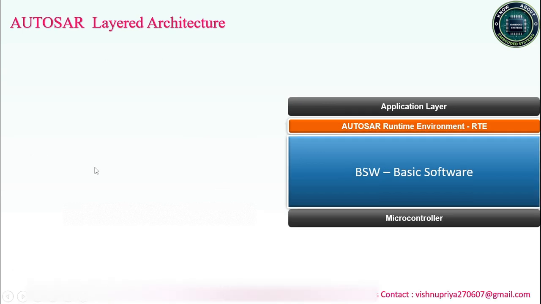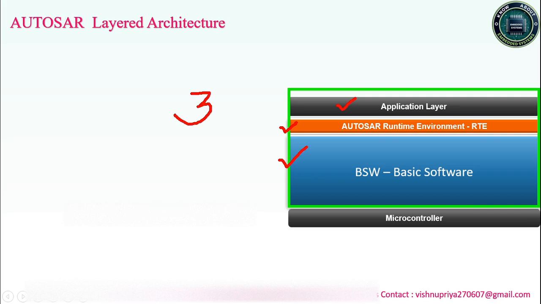Now let us move to the layered architecture of your AUTOSAR. So the current, whatever you're seeing, this is your layered architecture of your AUTOSAR. There are three major layers and one hardware layer will be there. So in the software, nothing but in AUTOSAR software, we will have three major layers. Currently what you are seeing on the screen. One will be your application layer, RTE layer, and BSW. So there are three different important layers for your AUTOSAR.